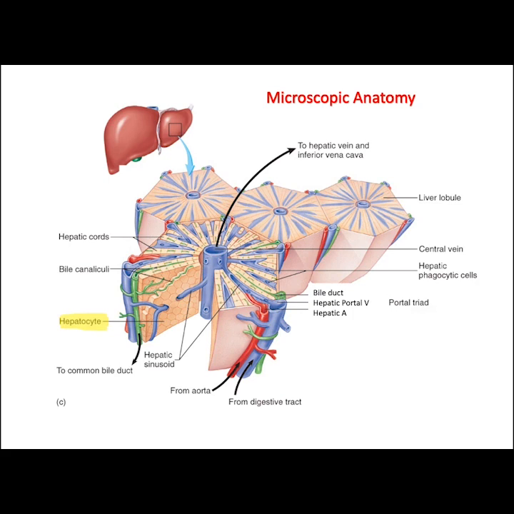Liver cells are called hepatocytes, and they are arranged in plates called hepatic cords. Between the plates, or the hepatic cords, are fenestrated vessels called hepatic sinusoids. Located within the blood in the hepatic sinusoids are stellate macrophages. Remember, these are phagocytic cells. The hepatocytes synthesize the bile, and the bile then goes into tiny ducts called bile canaliculi, which will then drain into the bile ducts.